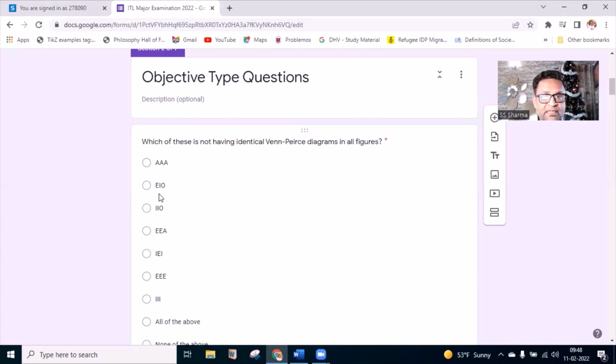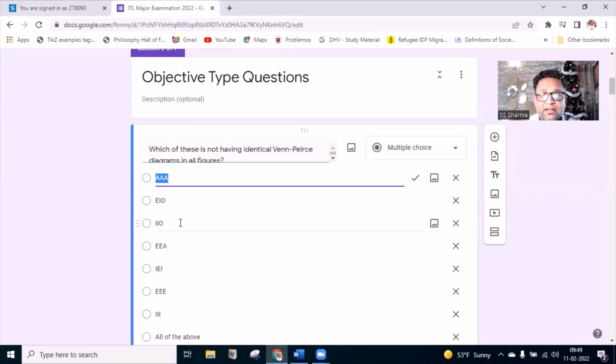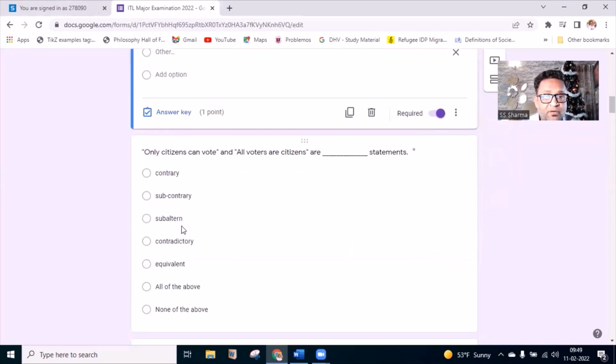In the other ones, like EI or II or EE or IE, all of them will have isomorphic images, so they will have an identical diagram. The one which will not have an identical diagram will be AAA, and as you might be aware, AAA is valid in the first figure, but it is not valid in any other figure. So it precisely is the case because the diagrams are different. So the answer was A over here, that is AAA. Okay, now let us go to the next question.